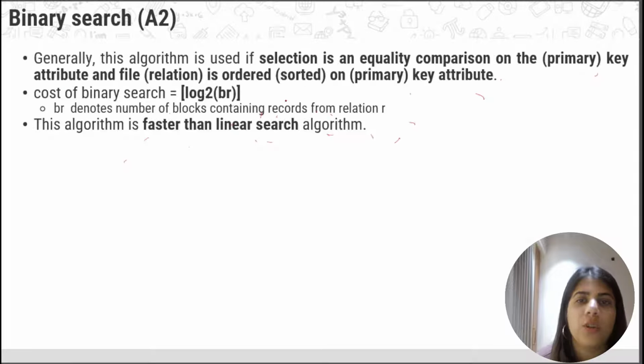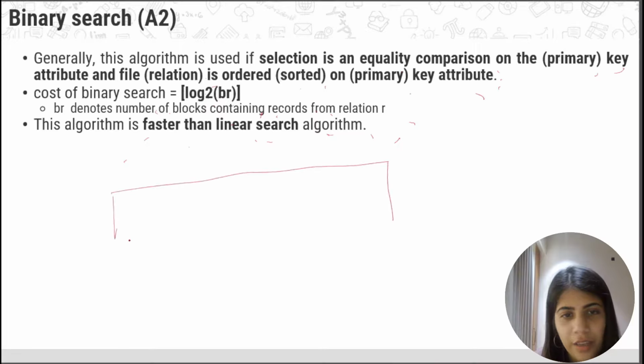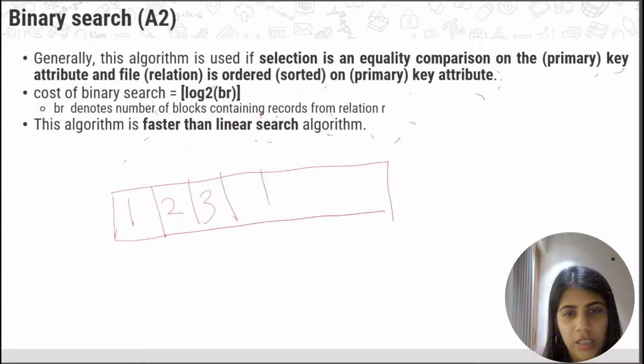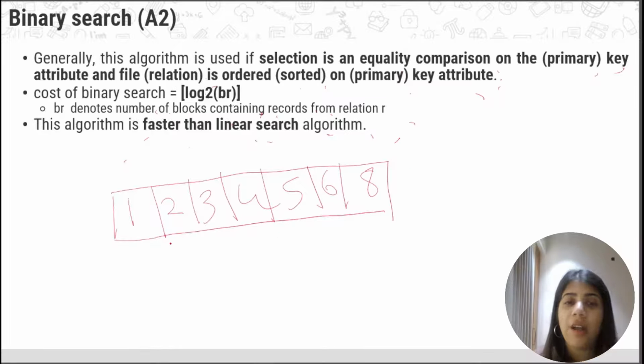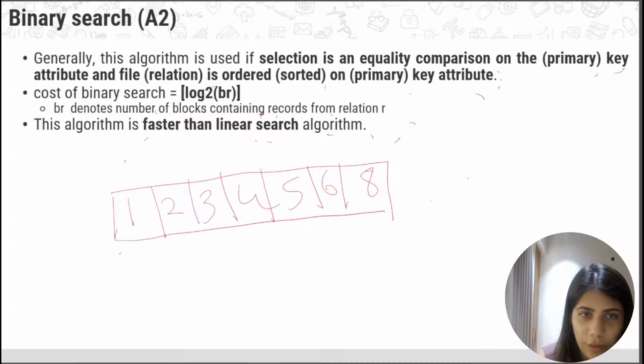This algorithm is used if the selection is an equality comparison on the primary key attribute. The file relation is ordered, sorted on the primary key attribute. This means it is an array which has to be in a sequence. It should be in sequence like 1, 2, 3, 4, 5, 6, 8. Even if one of the elements is missing, it's fine, but it has to be in a sequence. It can be either in ascending order or descending order.